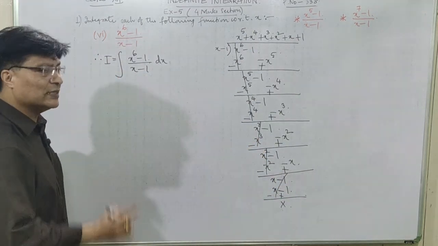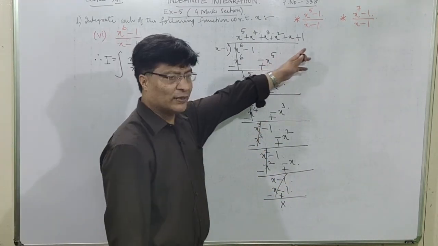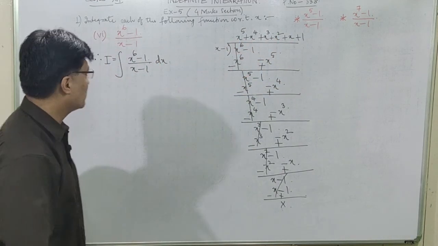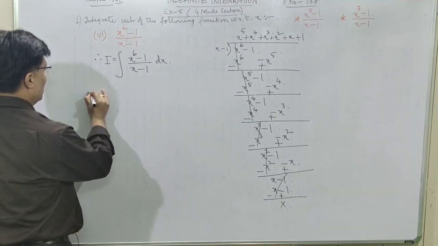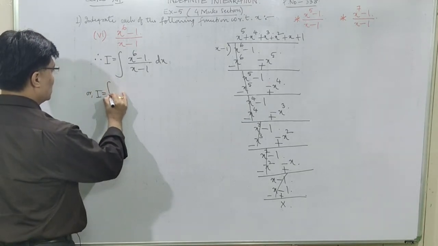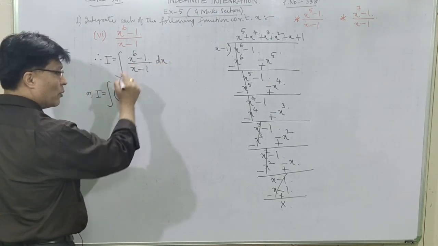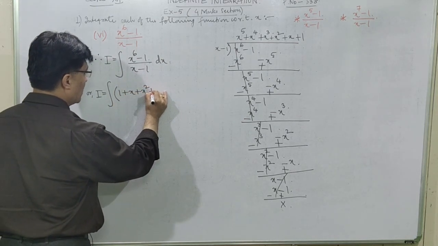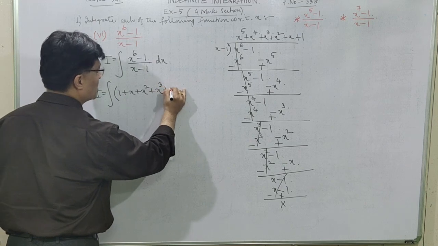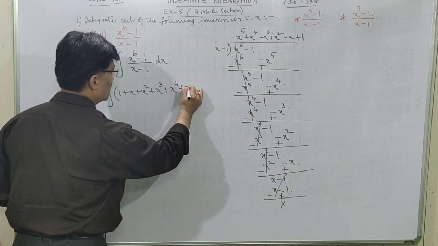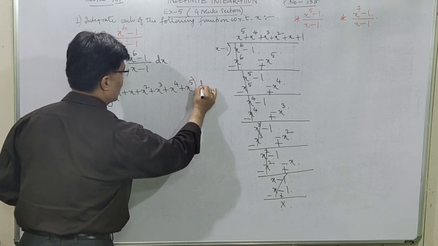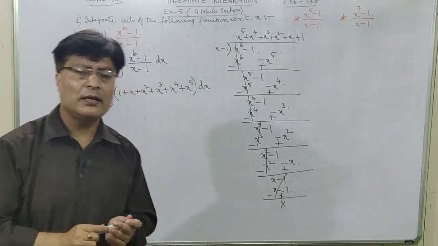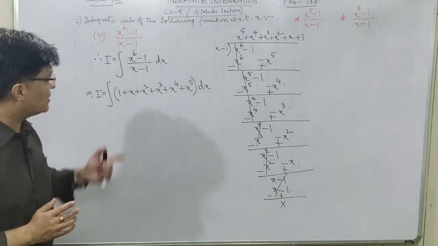So what is the quotient in this case? You can write it from 1, that is 1 plus x plus x square plus x cube plus x to the power 4 plus x to the power 5. So now it is I is equal to integral sign, we can write it from number 1, 1 plus x plus x square plus x cube plus x to the power 4 plus x to the power 5, bracket close, dx. So it is simplified. Okay. So now you can easily integrate it.